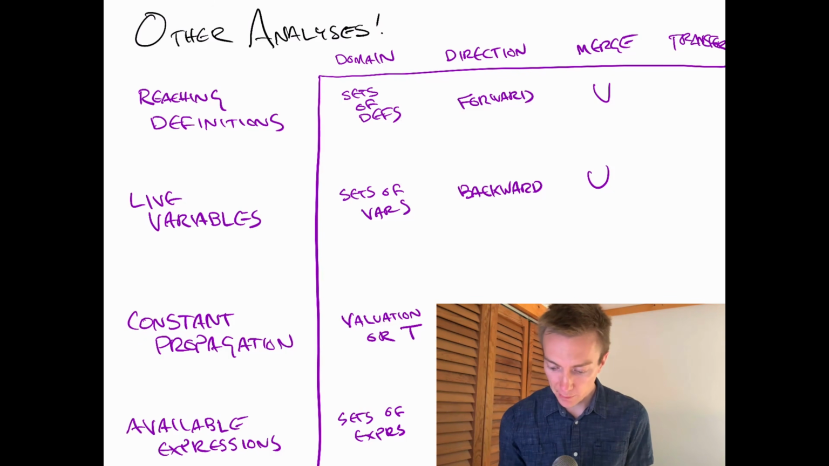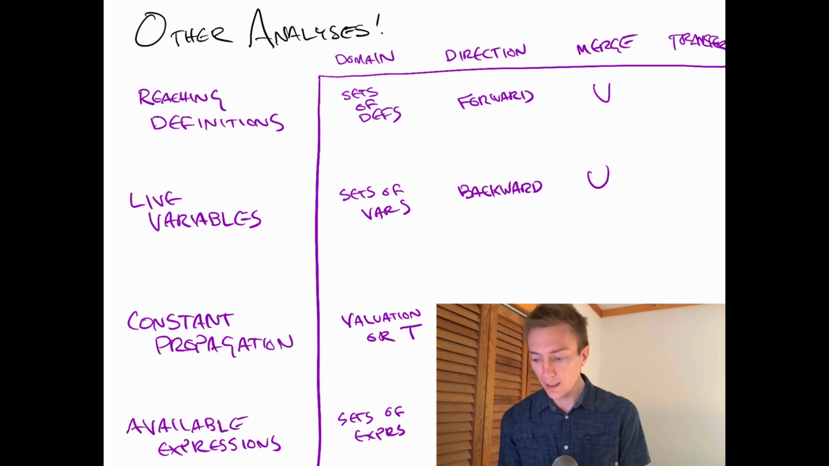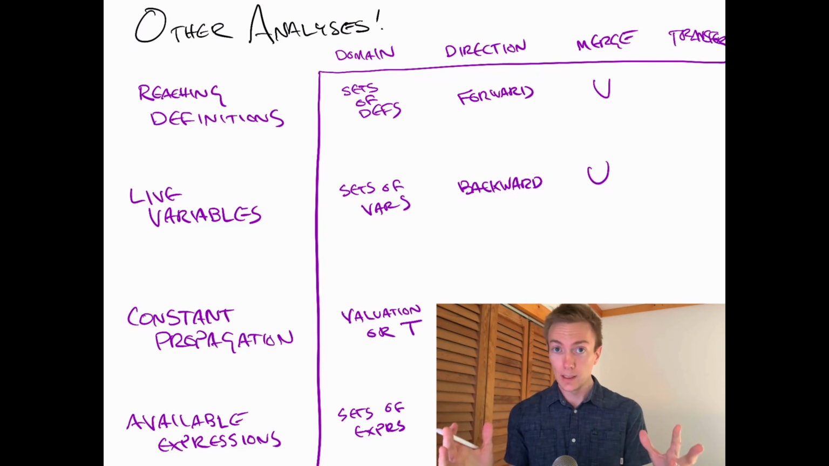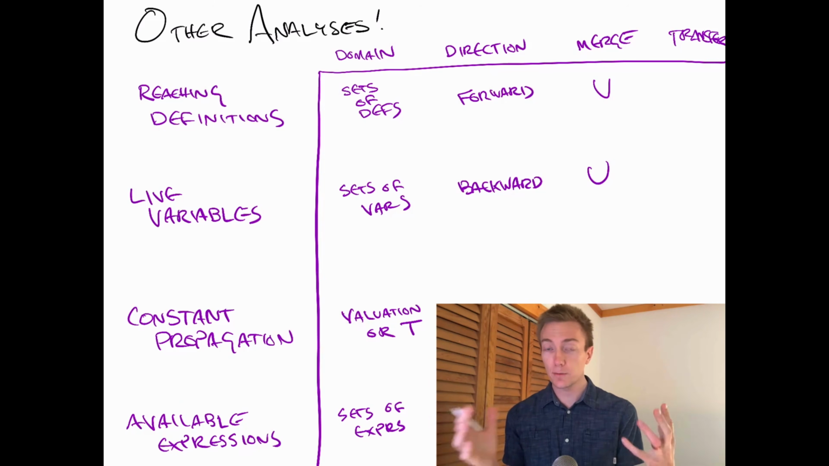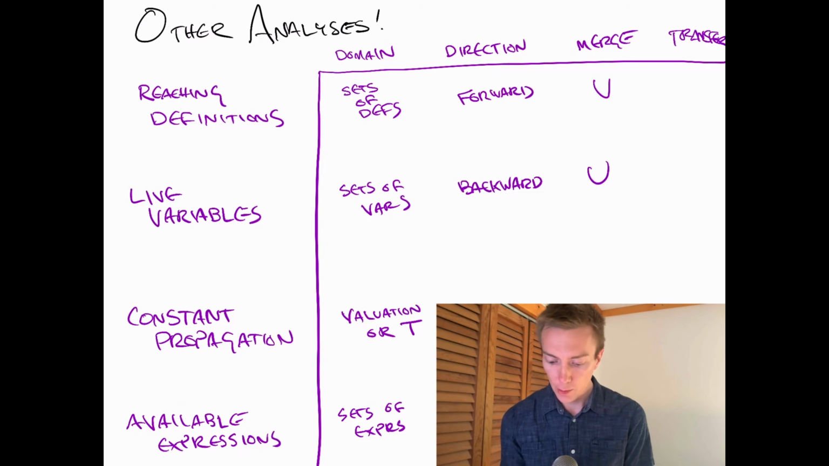That is, you just have to provide the ingredients: the domain, that is the types of things that you're calculating, the direction, forward or backward, the merge function, and the transfer function. I'm going to explain to you really briefly what all these things are, and then it's going to be your task now to think about how to fill in the cells of the table in order to come up with a setup for a data flow analysis that solves each problem. We've already talked about reaching definitions, so I won't talk about that one.